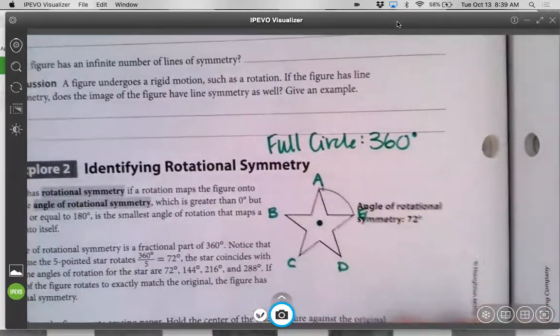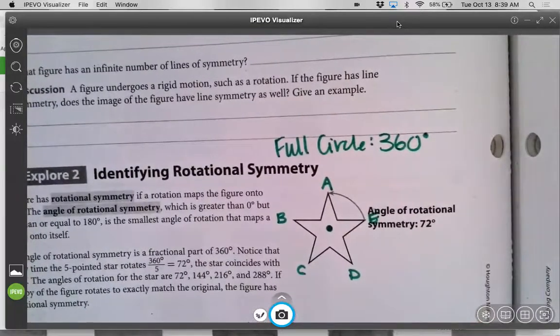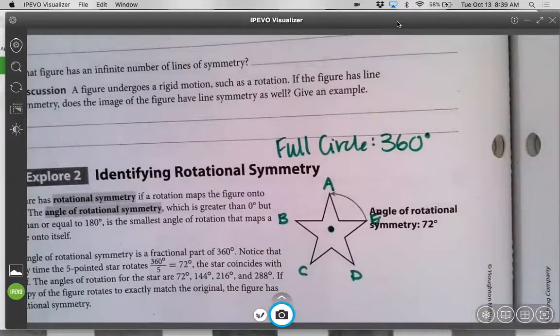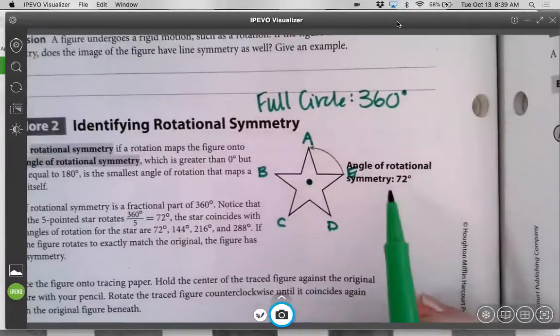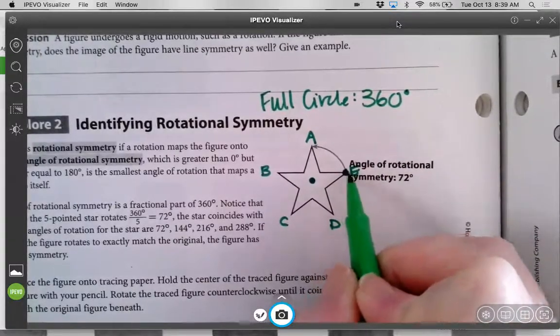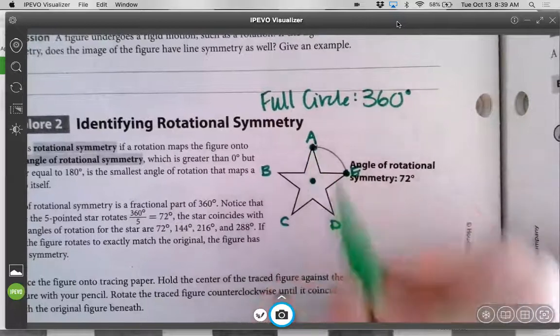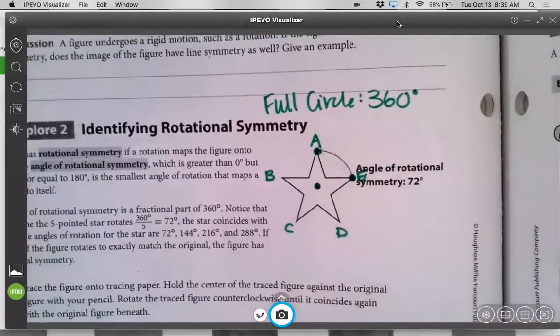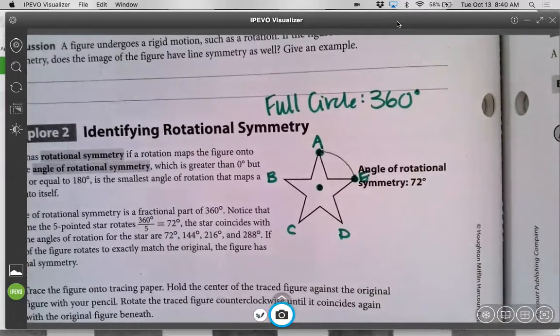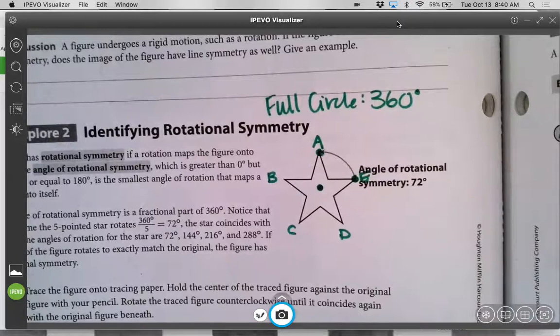So all of our calculations with rotational symmetry are going to be based on this idea that there's 360 degrees in a complete circle. It tells us over here that the angle of rotational symmetry is 72 degrees. And what that means is that's the number of degrees for one corner to map onto the next corner. It could go clockwise, it could go counterclockwise, but there's 72 degrees between each of those two corners. How do you think they got 72? How divided by what? Very good.